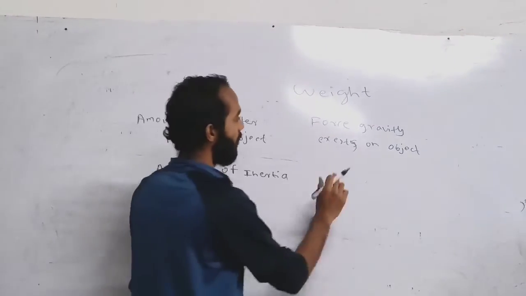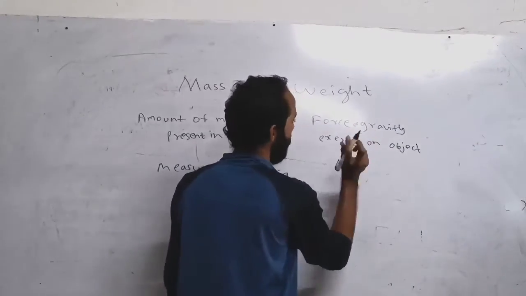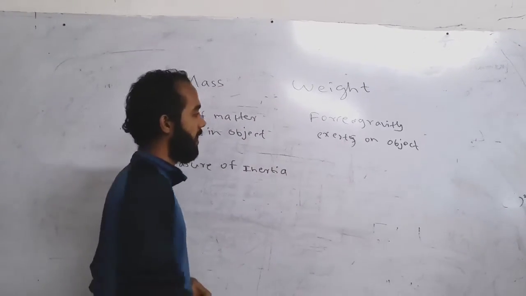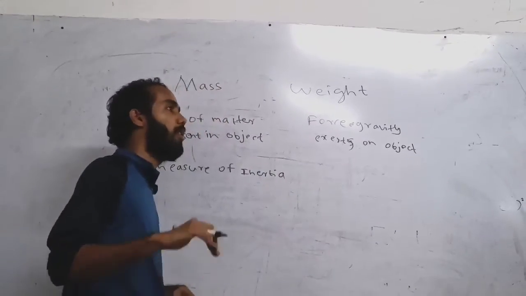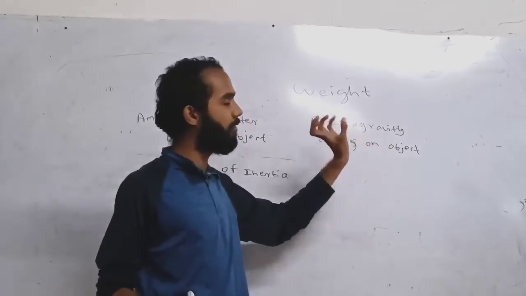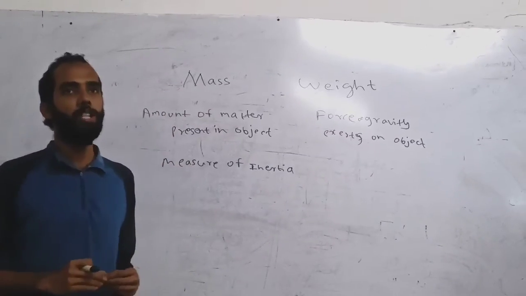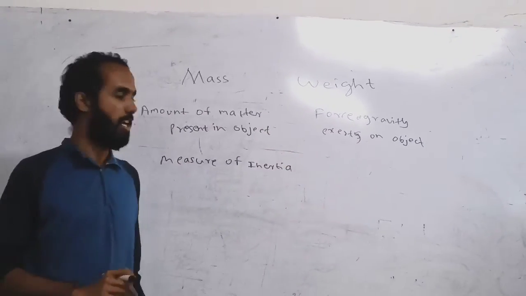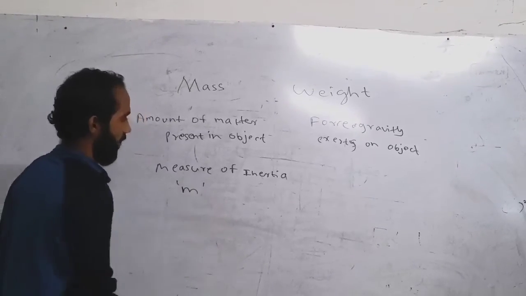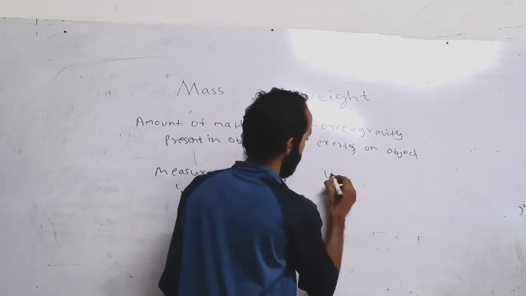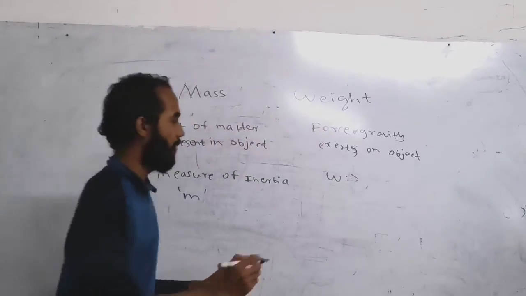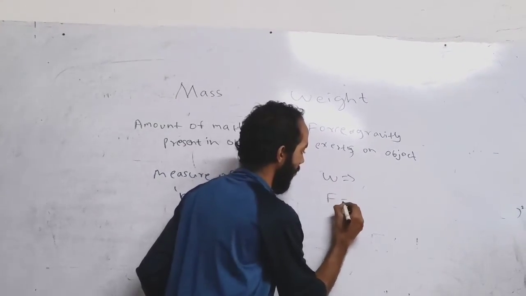But weight is the force of gravity exerted on an object. Which means that if we move from Earth to another planet or from Earth to the Moon, then the value of gravity is different there, so this force will also vary. Here the mass is m and the weight is W. It is a force. What's the equation of force? F is equal to ma.